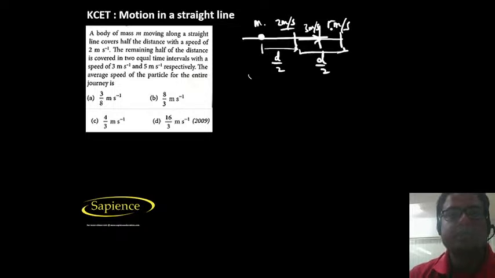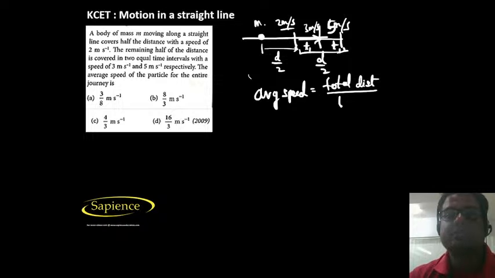That means half of the time, that is t1, here also t1. So half of the time it is covering with the speed 3 meter per second and half of the time with 5 meter per second. Then the average speed of the particle for the entire journey. Okay, so average speed is equal to the total distance by the total time.